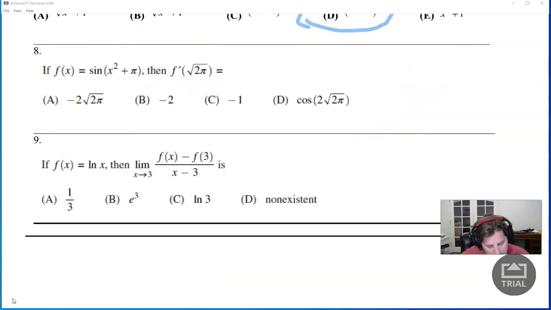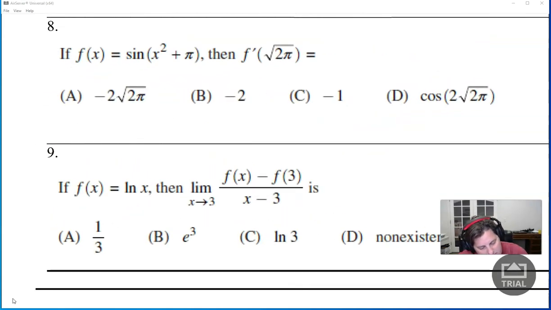Okay. Ooh, let's look at number 8. So crazy, it's actually not that bad. Here we go. First, let me find f prime of x. Okay, another chain rule. We know the derivative of sine is cosine. We're going to leave all that the same. And then the derivative of the inside.